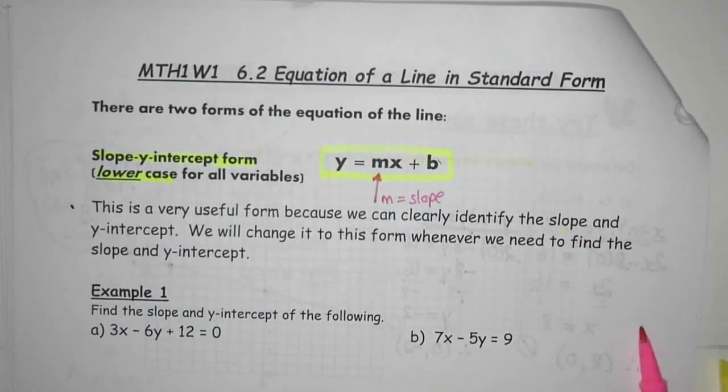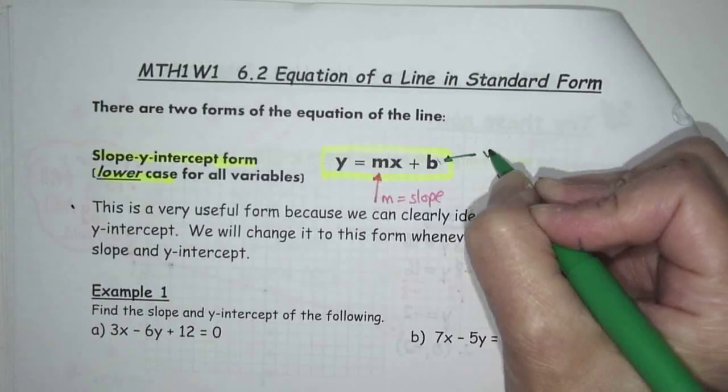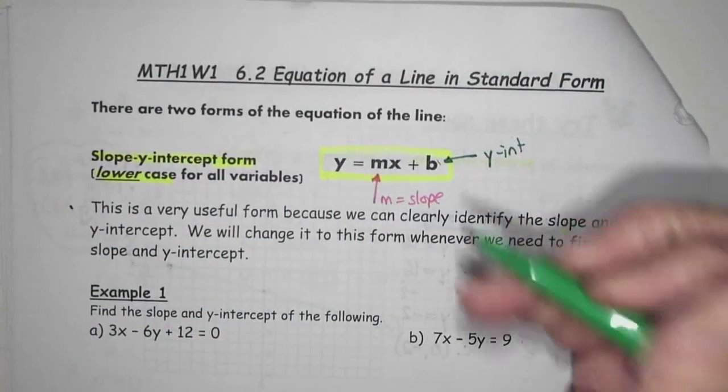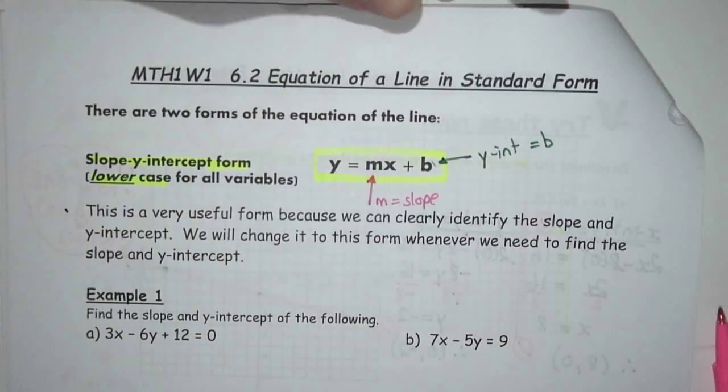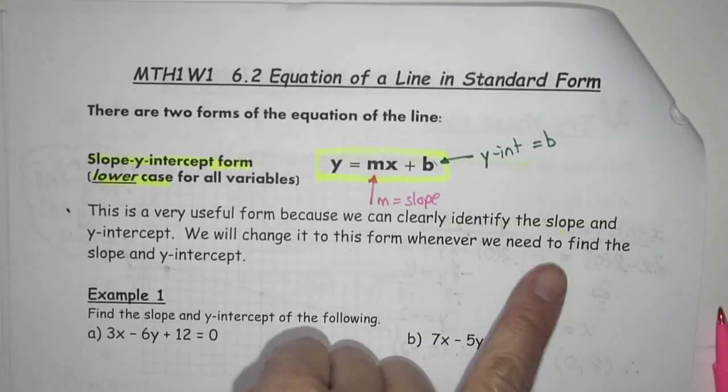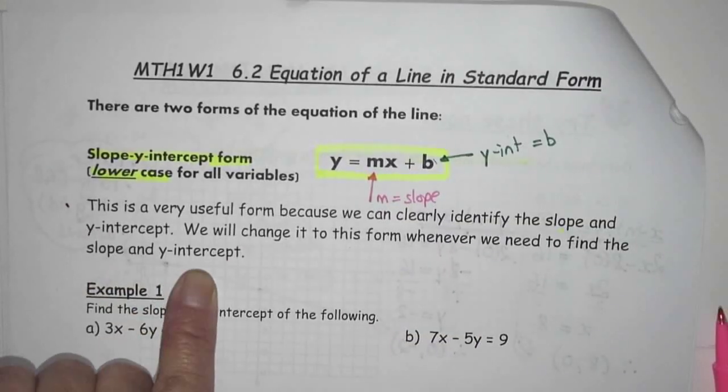And we can also identify the y-intercept. So this one here tells me the y-intercept, which is b. That is a very, very useful form. We use this all the time when we're graphing. So we change it to this form whenever we need to find the slope and y-intercept or when we're graphing.